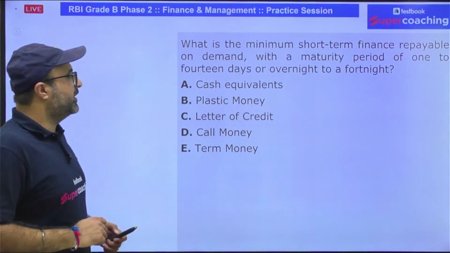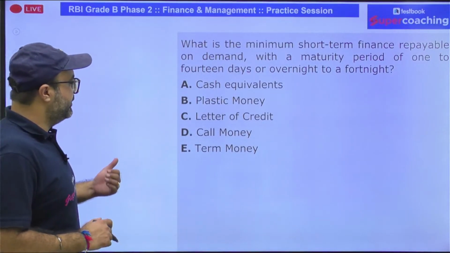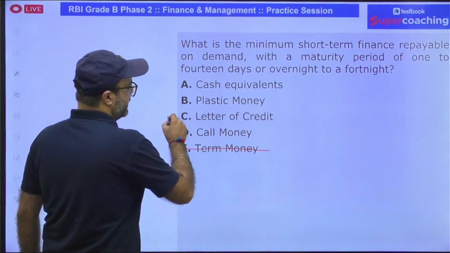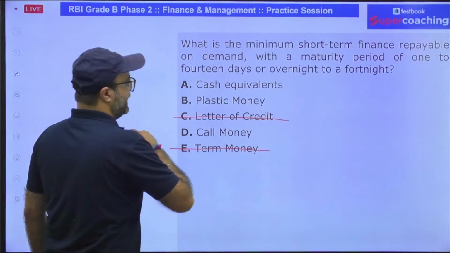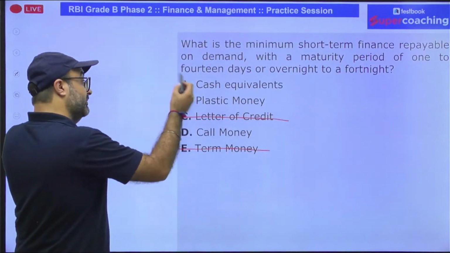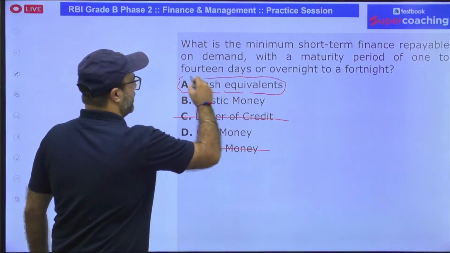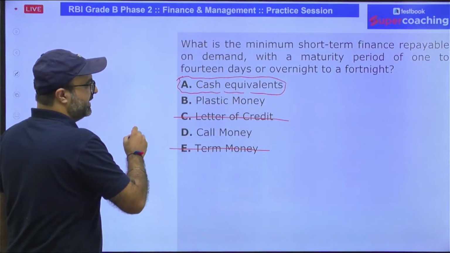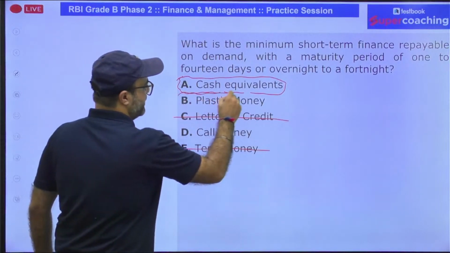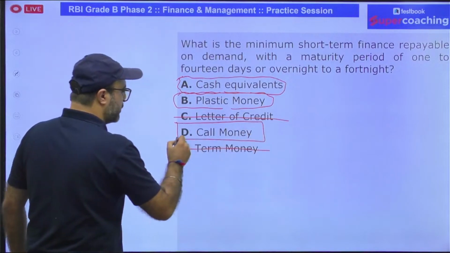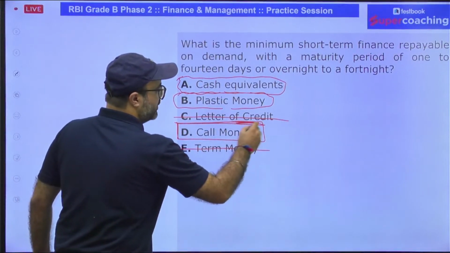So whenever we talk about these questions, if we say term money, it is for more than 14 days. Letter of credit, more than 14 days. Cash equivalent means which can be converted into cash whenever required, but the condition of 14 days is not appropriate. Plastic money is basically used for plastic currency, debit card, credit card, that is not appropriate. The one we have is call money, or I would say call money bill.